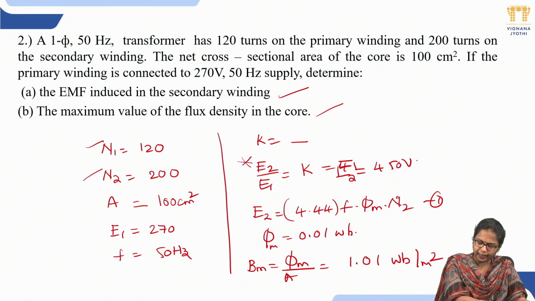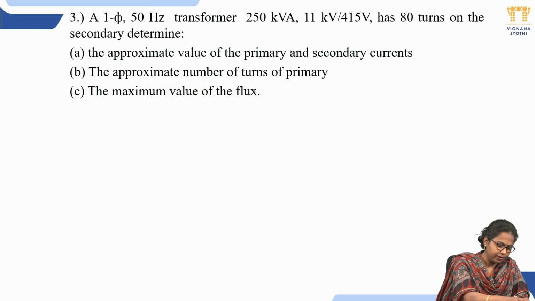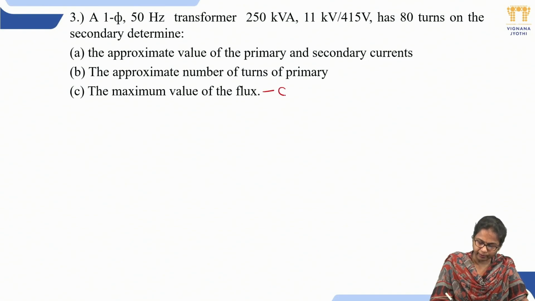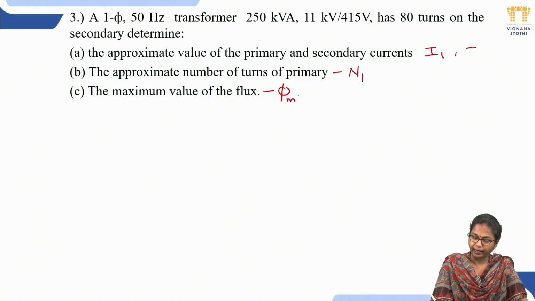So moving on to another type of problem, which is a single phase 50 Hz transformer whose rating is 250 kVA and it is definitely a step down transformer, 11 kV by 415 volts, has 80 turns on the secondary. So determine the approximate value of the primary and secondary currents. Second is the approximate number of turns of primary, and the third one is the maximum value of the flux. No doubt these are your full load currents.